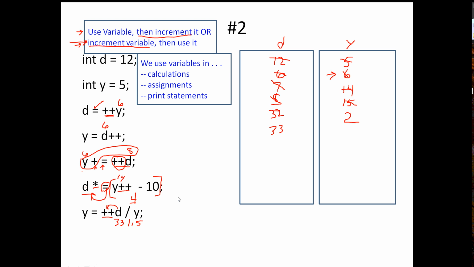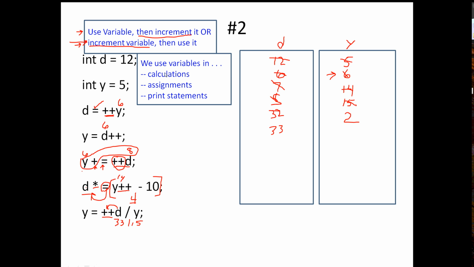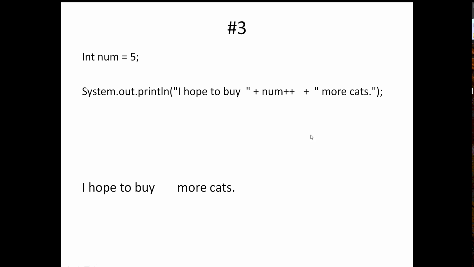All right, next page. This is a little bit different. Num is 5 right now. Now remember, we said that we use variables in calculations, assignments, and print statements. So we still are doing this. We're using the variable first, or we're incrementing first. So this is being used in a print statement. The incrementing comes after the variable. Therefore, we need to use the variable first.